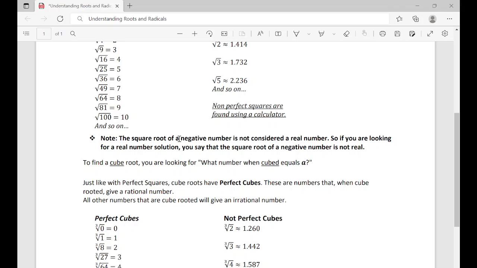Just note that the square root of a negative number is not considered real. So if you were looking for a real number solution and you got the square root of a negative number, you can say that it is not real.